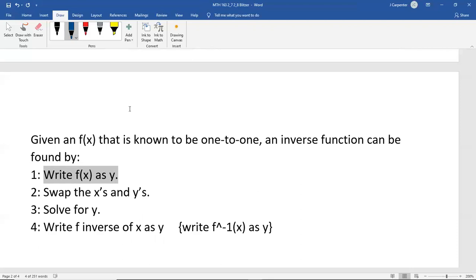So just change your f of x to a y to make things easier. Then we said the entire concept of functions being inverses is you swap the x and y's, whether they're coordinate pairs or literal variables. So that's what the second step is. To find the inverse, we're swapping the x's and y's.